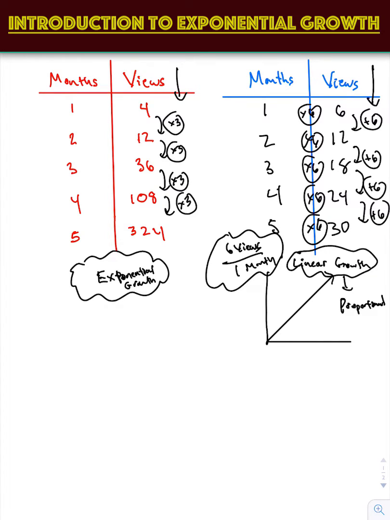However, when it comes to exponential growth, it's not that way. If we were to look at the adding, the first time it goes up by 8, then it goes up by 24, then it goes up by 72, then it goes up by 216. So it does not go up a constant amount. So how do we explain exponential growth?